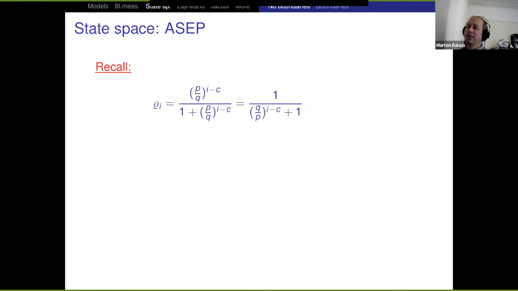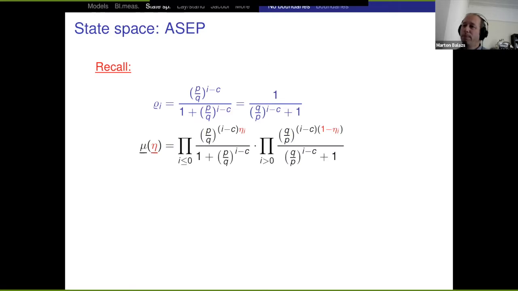So let's do that. It's actually quite easy to do. So rho i, this was the density parameter. If you remember, this was this nice logistic transition from 0 to 1. And it's very easy to formally write out the Bernoulli distribution according to this parameter, the product Bernoulli. All you have to do is take the parameter, and on top here, I'm going to put an eta i. So if eta i is 1, then I have this probability. If eta i is 0, then I just have 1 minus this probability.